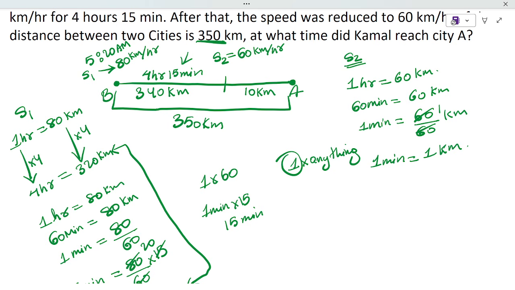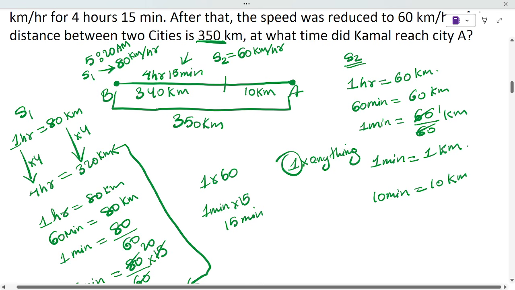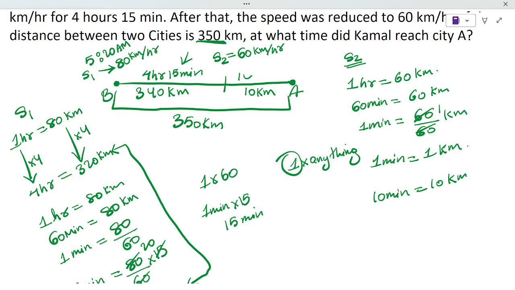1 minute is equal to 1 kilometer. That means per minute one kilometer. We are left with 10 more kilometers. That means if 1 minute is 1 kilometer, then 10 minutes becomes what? 10 kilometers, because 1 into 10 is 10 minutes, 1 into 10 will give us 10 kilometers. So this will be required for 10 minutes.